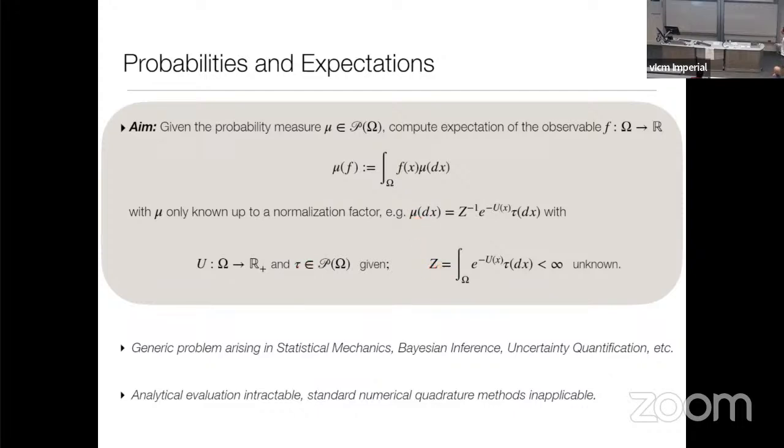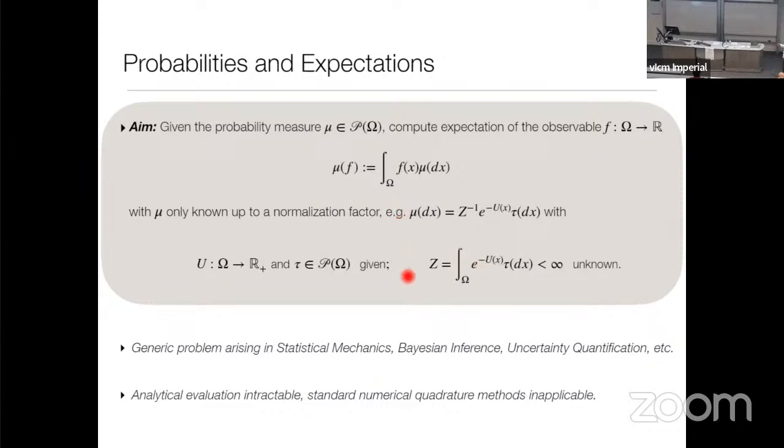Okay, so this problem arises in a variety of fields, including statistical mechanics and Bayesian inference. In the context of statistical mechanics, U is the energy. This is the Gibbs factor. Typically, the prior measure would be uniform, and Z is called the partition function. And calculating it gives you some thermodynamic property about the system. In the context of Bayesian inference, tau would be the prior, e to the minus U would be the likelihood, and Z would be the evidence that you can use for model selection.